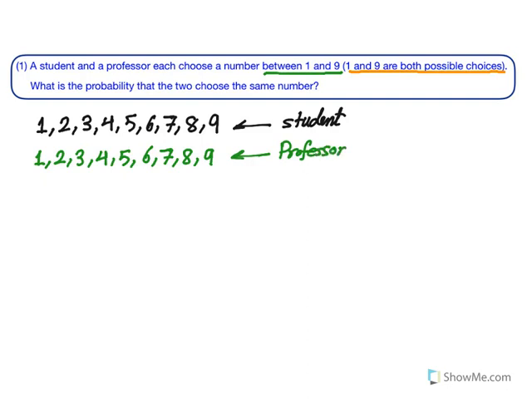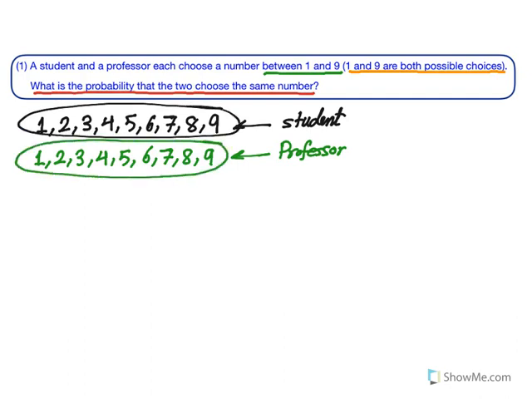Now the question is, what is the probability that the student and the professor will choose the same number? So the student has the freedom of choosing any number from 1 to 9, and the professor also has the freedom to choose any number between 1 and 9. And we want to find the probability that they coincide, that they both choose the same number.